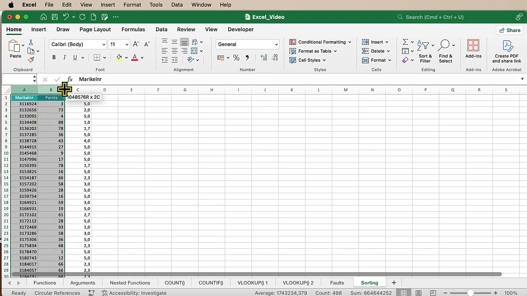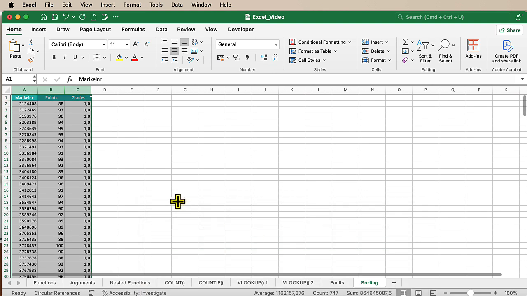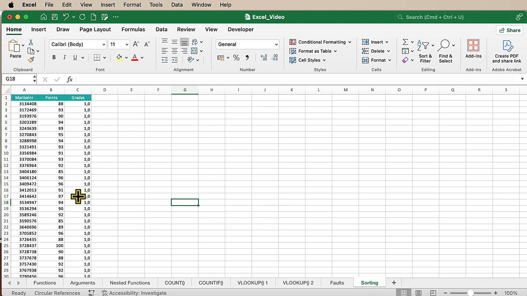Now let's see, I would like to look for the grades and sort for the grades. That's of course possible. I choose another column, the grades, and again I'll take smallest to largest. And what you see is my result in here.